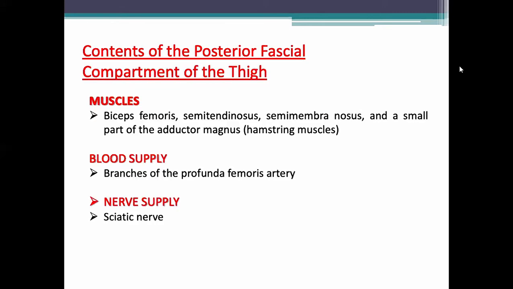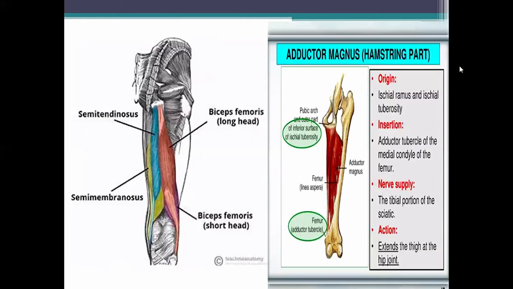So what are the contents of the posterior fascial compartment of the thigh? We have the group of muscles: the biceps femoris, the semitendinosus, the semimembranosus, and a small part of the adductor magnus, which are the hamstring muscles. These are the muscles found on the posterior part of the thigh. The semitendinosus has a long tendon, that's why it's called semitendinosus.